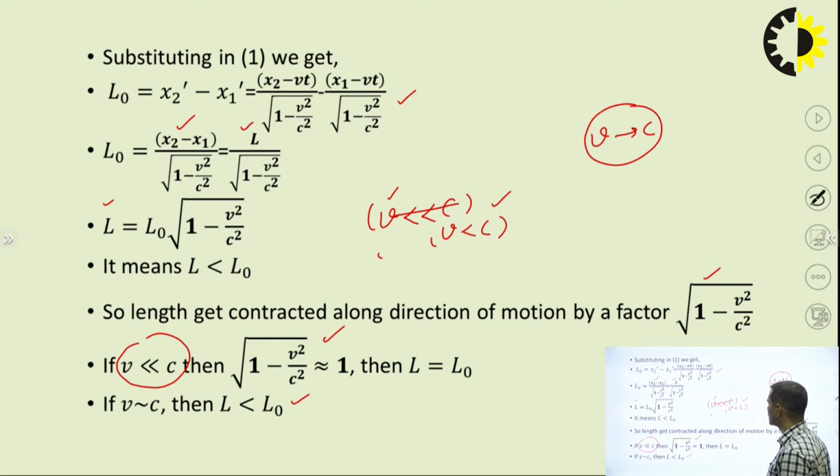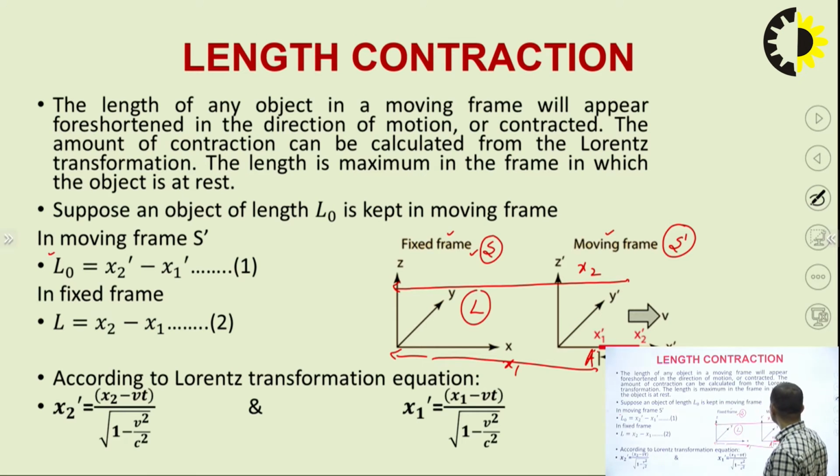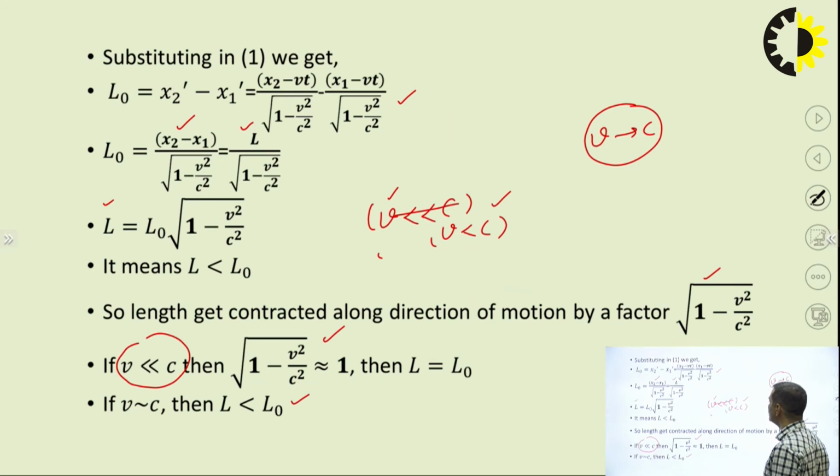Length L naught is also known as proper length. Proper length means when object and observer are in the same frame of reference, and observed length means when object and observer are in different frames of reference. We can also discuss this phenomenon if we consider the object in a fixed frame and observe from the moving frame; then again we will find the same relations between L and L naught. So length will always be contracted if object and observer are in different frames of reference.